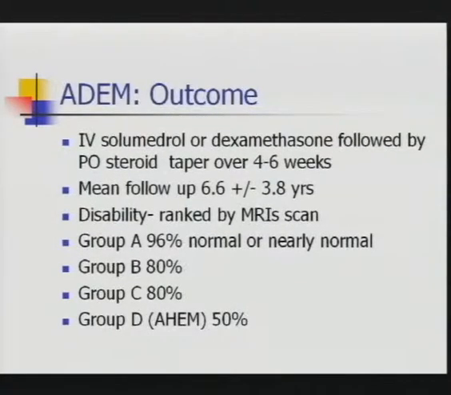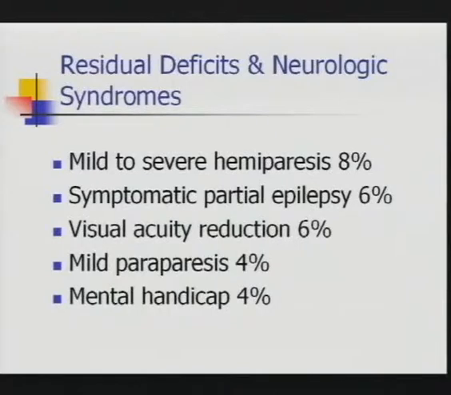So outcome, for the most part, is pretty good for most of the kids with ADEM. In this study, there was a mean follow-up of about 6 years. And for most of the kids, and this tends to be what I've found too, if they have neurological sequelae, they usually have either a hemiparesis or, not necessarily a mental handicap, but really more cognitive or learning disabilities. You can also see symptomatic partial epilepsies or seizures during that time.